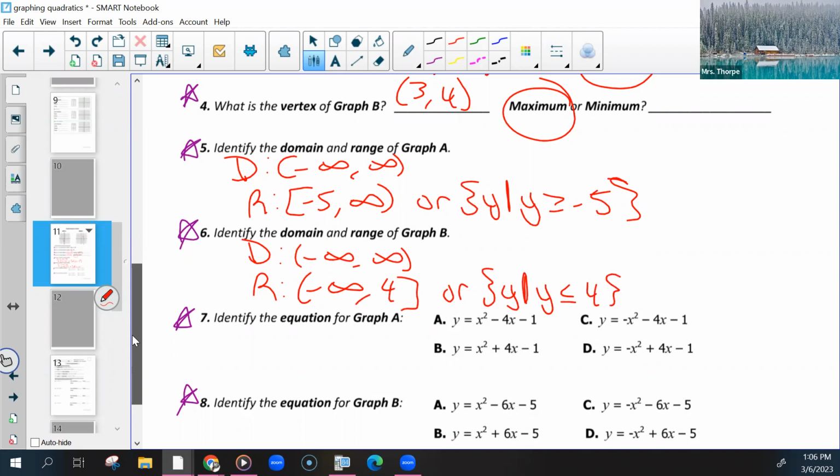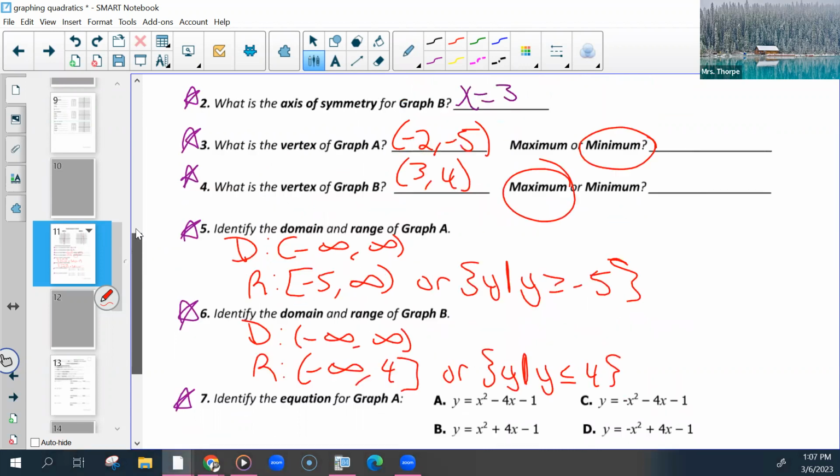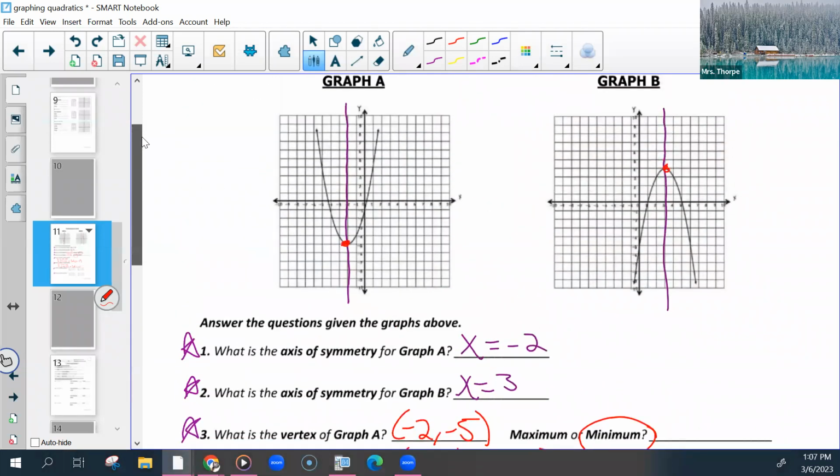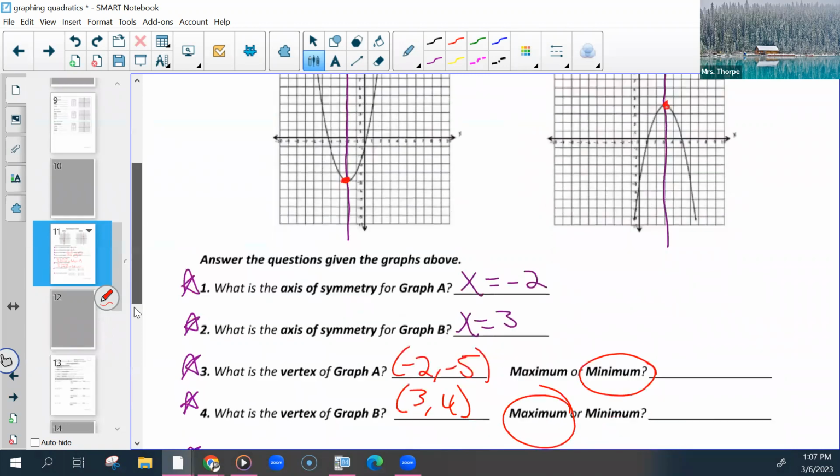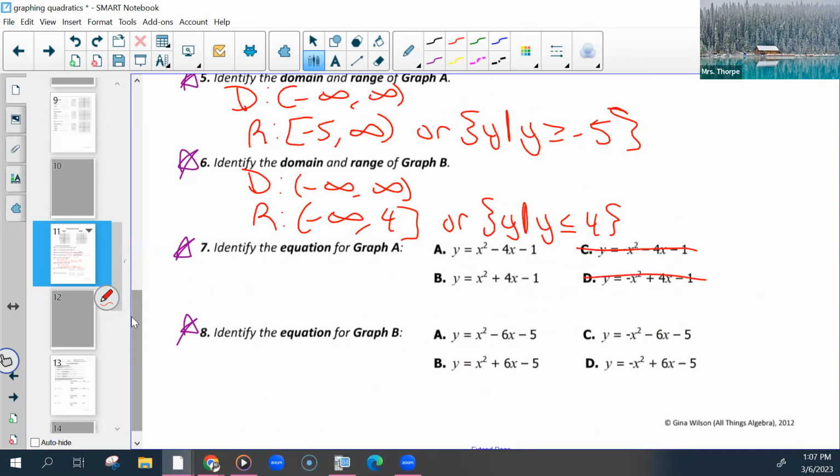Great, then the last two questions ask you to identify the equation. Before we figure out which one it is, we can eliminate some of them. If graph A faces up, is your a value positive or negative? Positive. So we can get rid of the negative ones. If graph B faces down, is your a value going to be positive or negative? It's going to be negative. Get rid of the positive one. So then you have choices of how to find which one is the correct one. Do the axis of symmetry, or graph it. Graphing it would probably be the easiest.